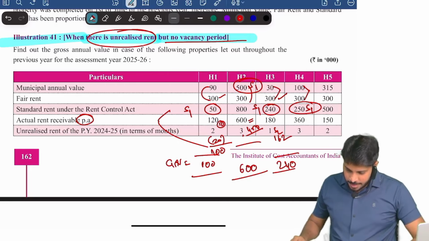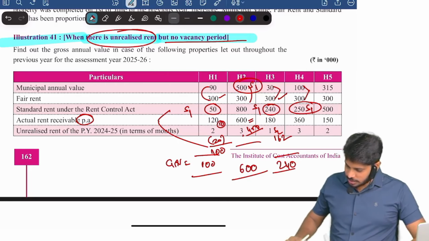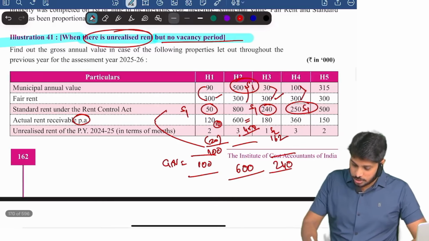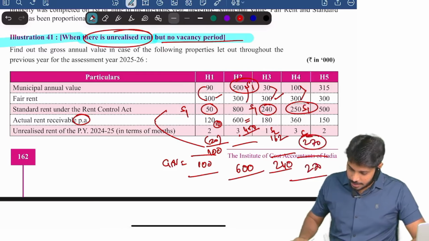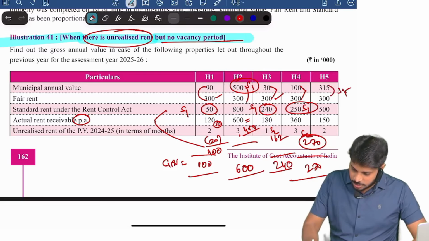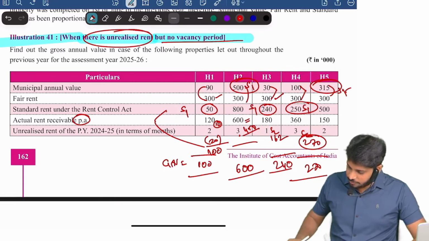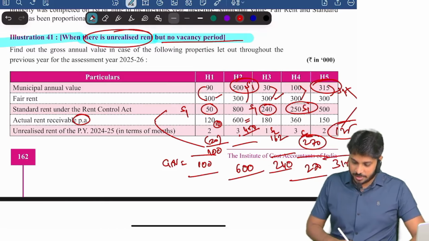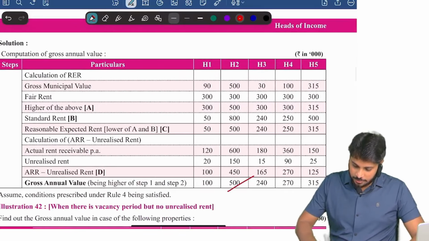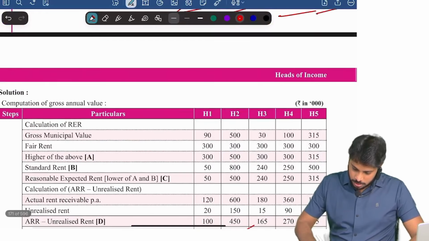Next. So 250, step number 2, 360. For 3 months vacancy is there, no? Into 9 divided by 12 only you should consider. 270. Step 2 answer is what? 270. Whichever is higher, 270. Next, 315. So step 1 is 315. Step 2, 150 into, okay, 10 months rent only, divided by 12, 125. Okay, whichever is higher, 315. The answer is 315.